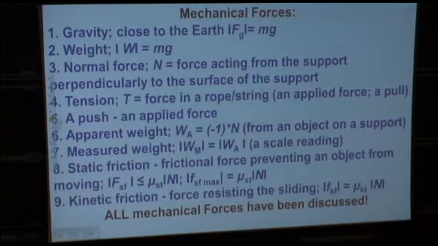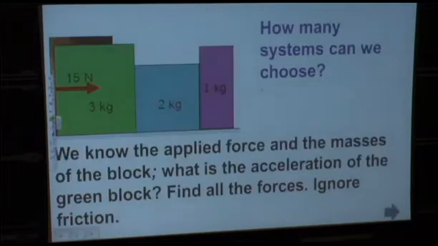So now we've discussed about every force on this list, including the apparent weight and measured weight. So what's left? Nothing, just more problems to practice, like this one, for example. How many systems can we choose now?